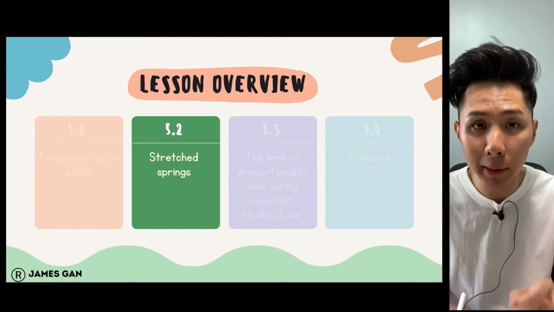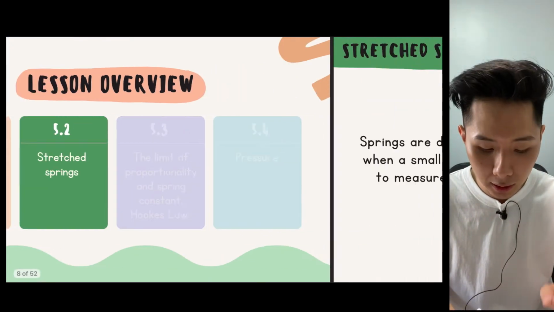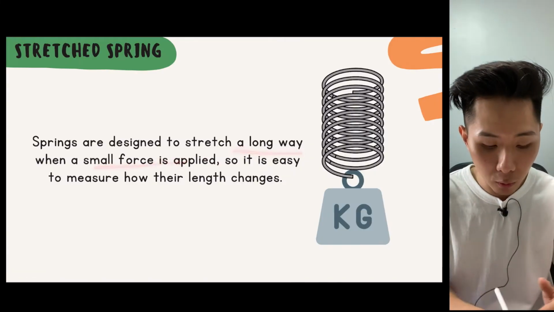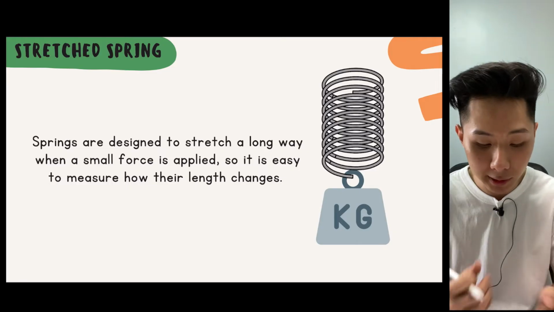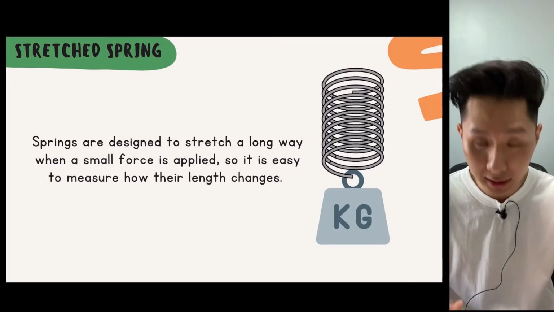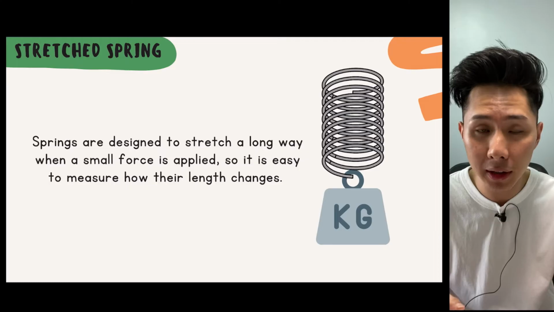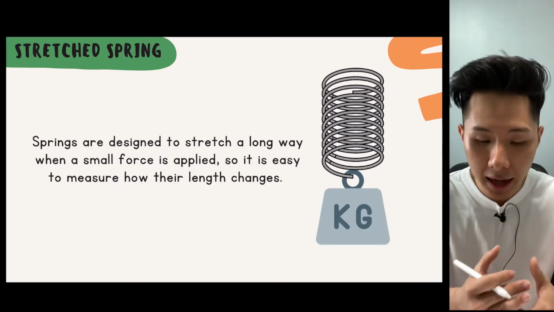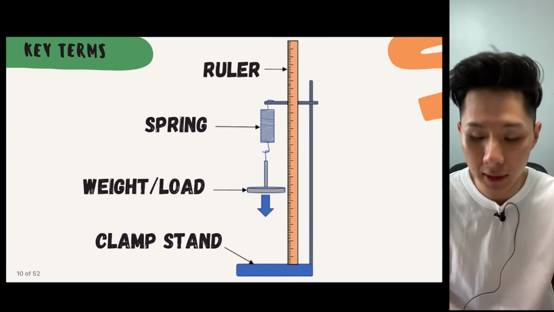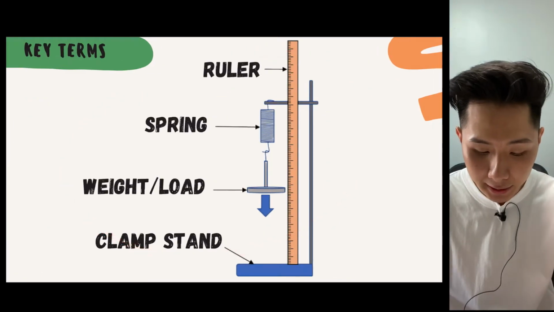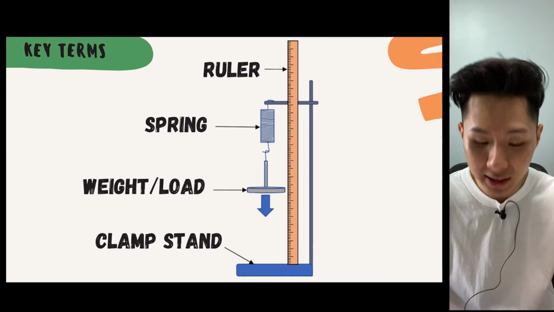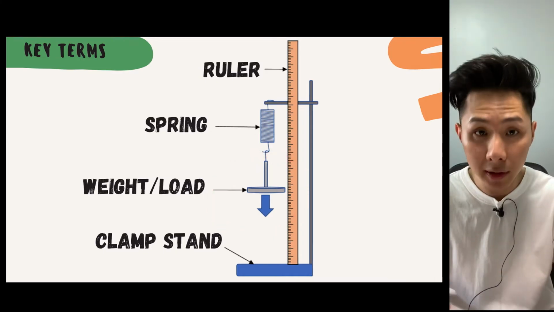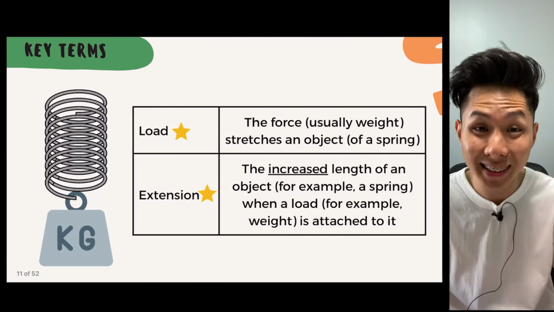So let's look specifically into one type of solid called springs. Springs are designed to stretch a long way when a force is applied, so it's easy to measure how their length changes. That could help us derive a relationship between the forces applied and the amount of extension. Here is an experiment that physics students do to measure how much a spring extends when we apply force on it.